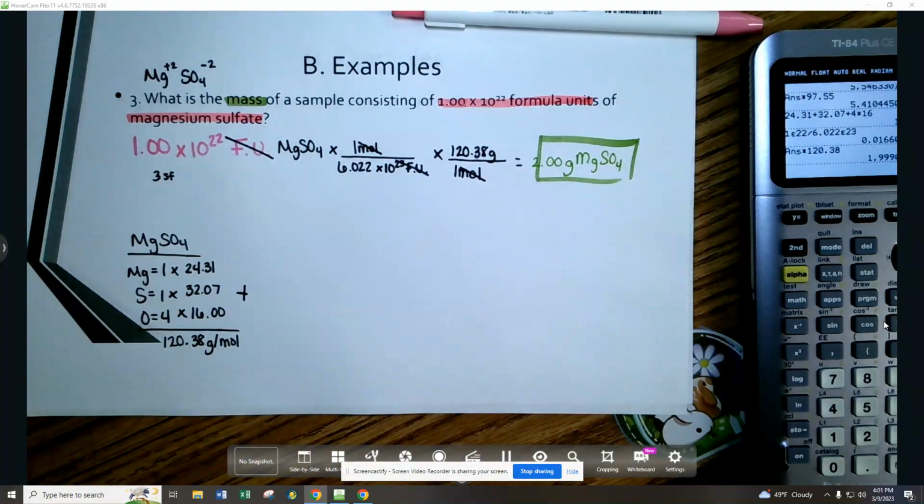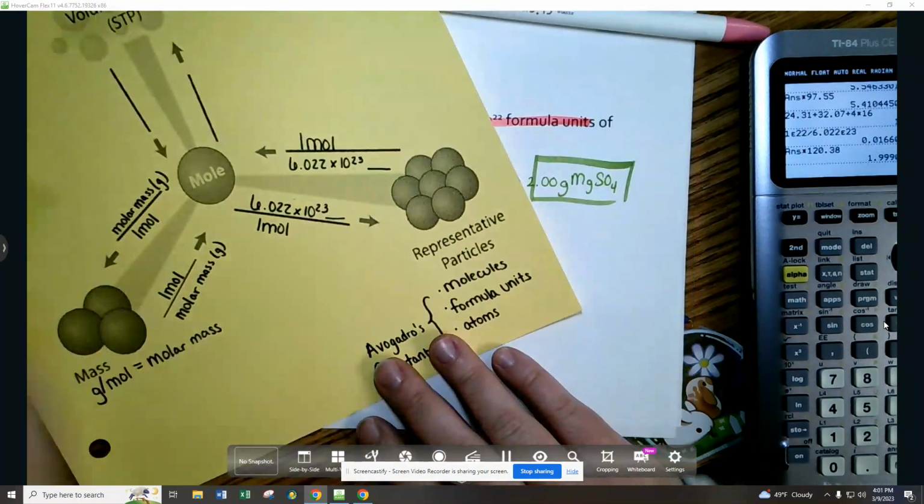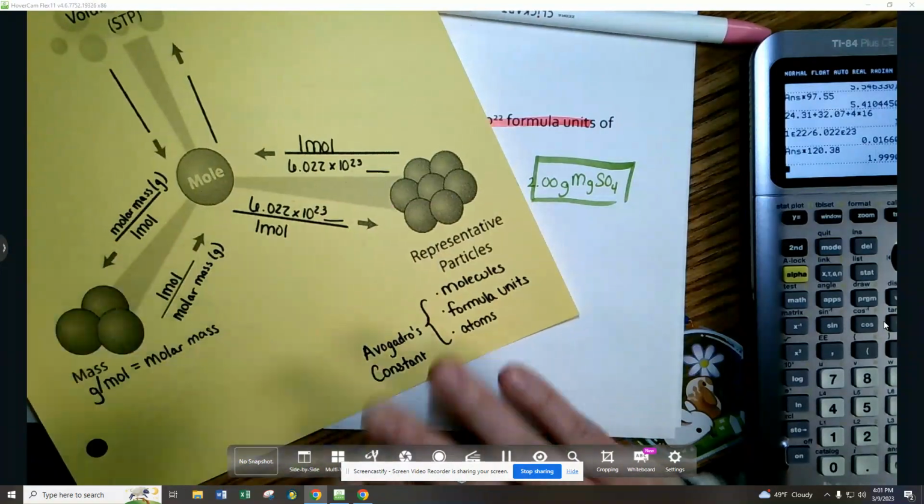So again, your units tell you if you need 1 or 2 steps. One of the things I would encourage you is on your homework, not each problem will need 2 steps. Some only need 1. Use your map, and that will decide if it's a 1-step problem or a 2-step problem.